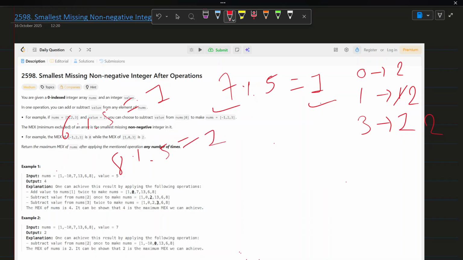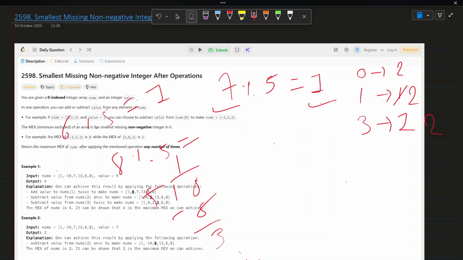Okay, so first of all, 5 divided by 1, so 5 ones are 5. Here we will get answer 3, so that means increase by 1. Increase by 1.